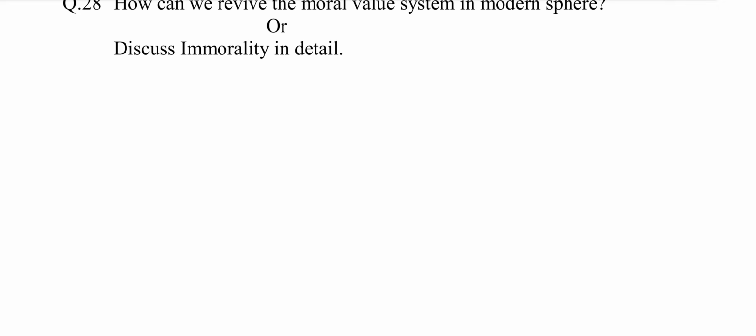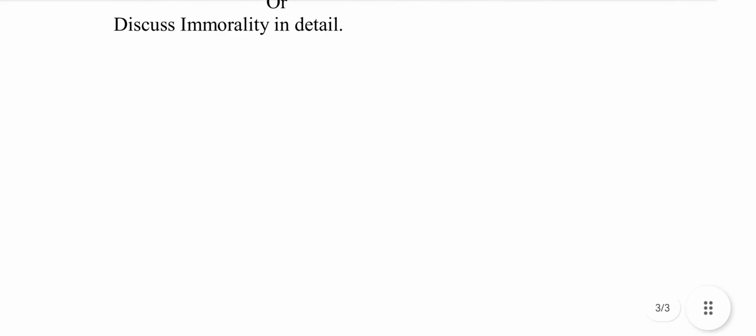Or discuss immorality in detail. This question is also selected from chapter number 4, Moral Education. The answer may be: few points of immorality are as listed below. Number 1, casteism. 2, communalism. 3, merciless killing. 4, corruption. 5, exploitation. 6, terrorism. 7, mutual hatred. 8, pollution. Explain all these points in 2 to 3 lines.